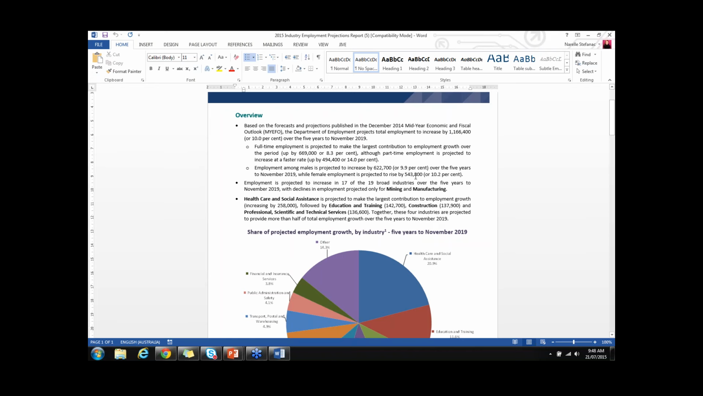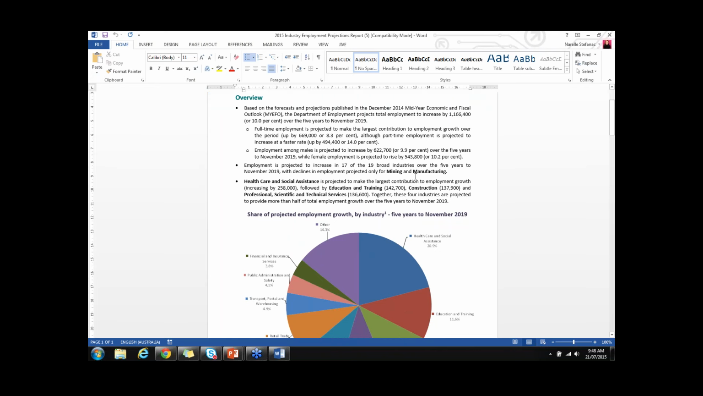But they do actually break apart which ones are growing and which ones are shrinking. Of the 19 industries that they've mapped, 17 out of 19 are in growth mode, 2 are in decline. And those 2 are mining and manufacturing. I'll talk about those in a little bit. They do go through the big growth industries, these top 5, and I'll show you how I've plotted these for you as well.